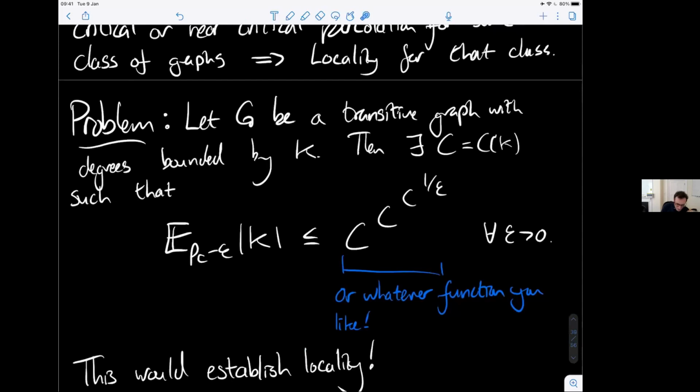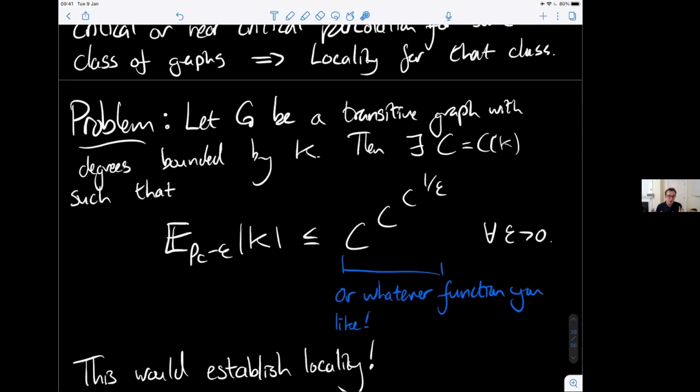Suppose you could prove that for every value of the degree k, there's a constant, so that if you have any transitive graph with degrees bounded by k, and you look at the expected size of the cluster at PC minus epsilon, then it's bounded by, this is totally arbitrary, c to the t to the 1 over epsilon. But again, this is just an arbitrary function. If you can prove that there's any function of epsilon which works uniformly for all graphs, then you will have proven the locality conjecture. Because you can basically run almost the same argument I just showed you.